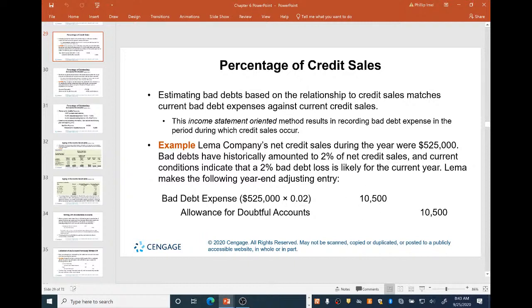So we just debit bad debt expense, which hits the operating section of the income statement, right? And then we want to credit the allowance for doubtful accounts, which is the contra account on the balance sheet, going to be right below the line item of accounts receivable on the balance sheet. Pretty straightforward.